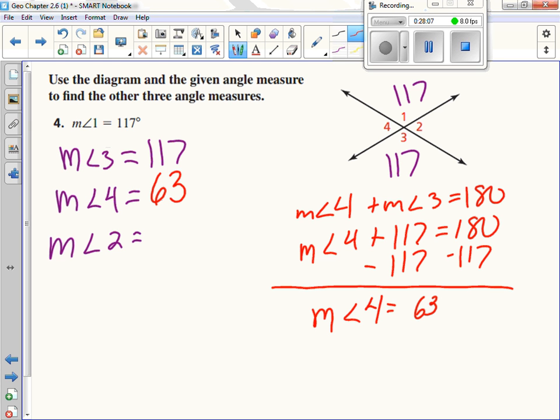So that leaves us with one more to find, yes? The measure of angle 2. Well, what is the measure of angle 2? There are 3 missing angles. There are 3 missing angles right there.